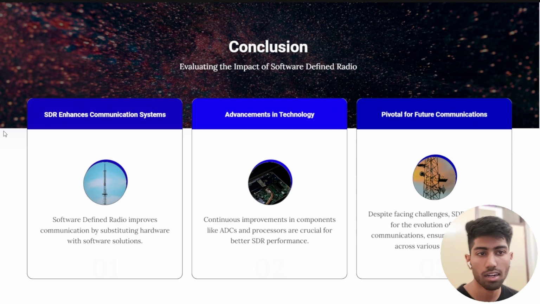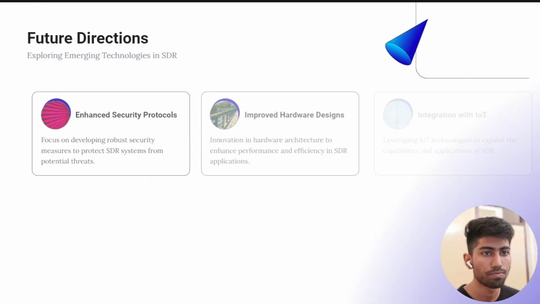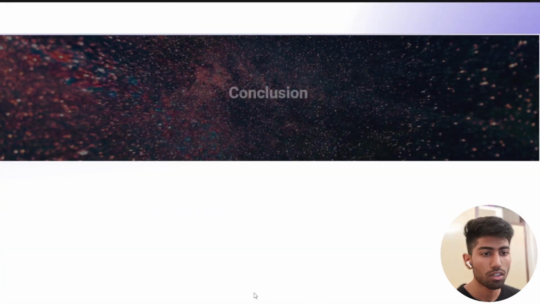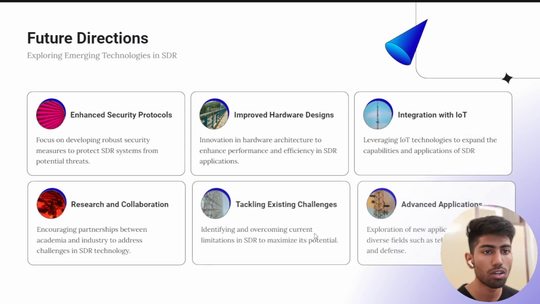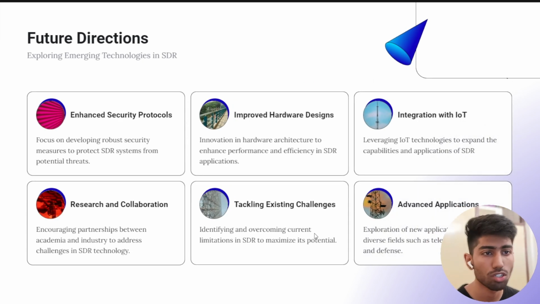So basically, SDR enhances communication systems. In the old times, we had a problem with frequency ranges. SDR solves that problem, and there are a lot of advancements in technology. What are the future directions in SDR? We can use it with enhanced security protocols, which focus on developing robust security measures to protect SDR systems. And there is improved hardware design, integration with IoT, research and collaboration tackling existing challenges, and advanced applications, like exploration of new applications for SDR in diverse fields.